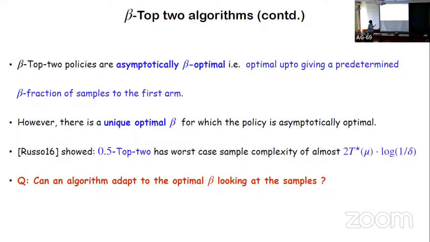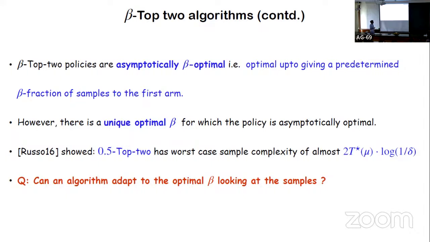And this can actually hurt the algorithm's performance. I think Russo, in his 2016 paper, proved that if we put beta equal to 0.5, then the beta-top-two algorithm is actually within a factor of two of the information-theoretic lower bound. So it has a sample complexity of 2 T star times log of 1 upon delta. And there is also a unique optimal beta for every instance. There is a beta such that if I feed in that beta, then the beta-top-two algorithm would be asymptotically optimal.